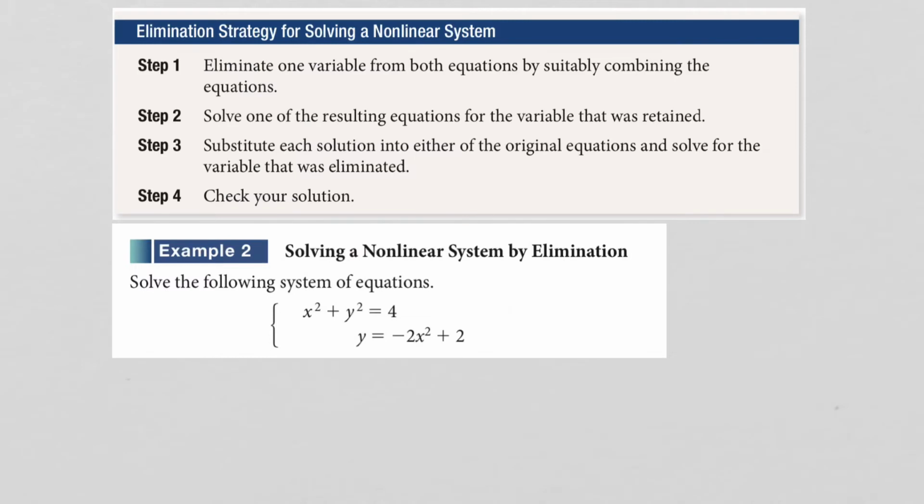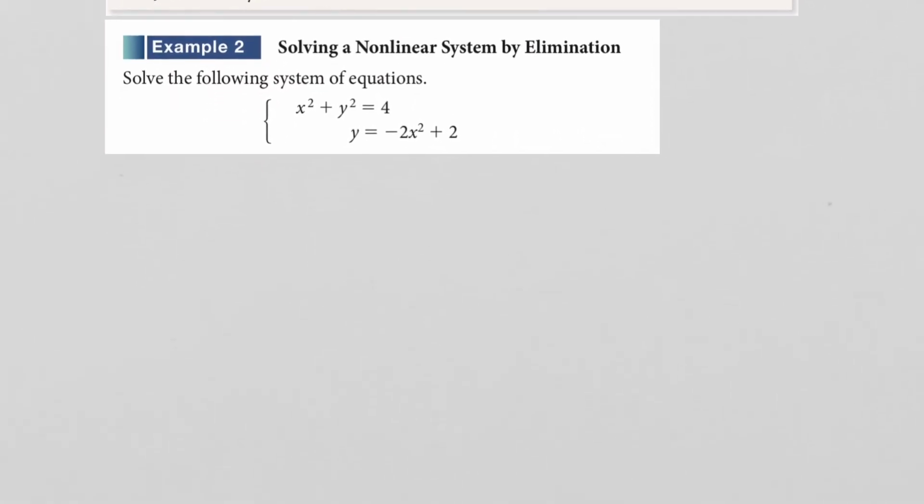In the next example, we talk about the elimination strategy for solving a nonlinear system. So the strategy here is the same as the elimination strategy we talked about before. Basically, we want to eliminate one variable from both equations by combining the equations together. So we're going to add the two equations together, and then we solve the result and then substitute back in to get the other solutions. So let's go ahead and take a look at this example.